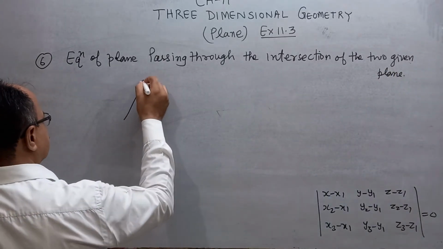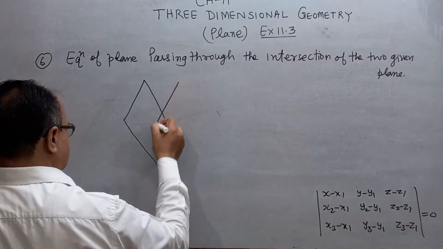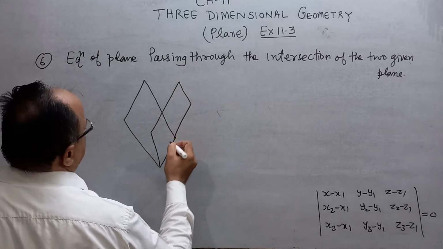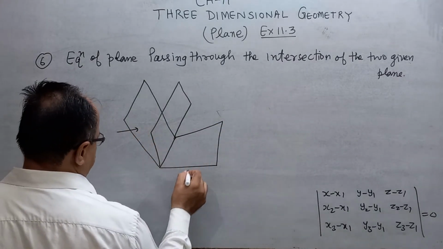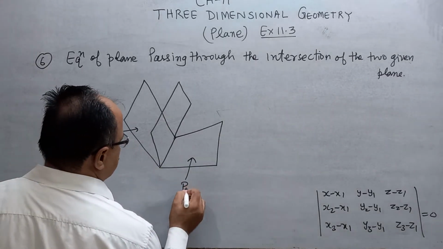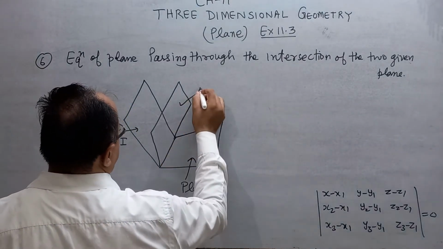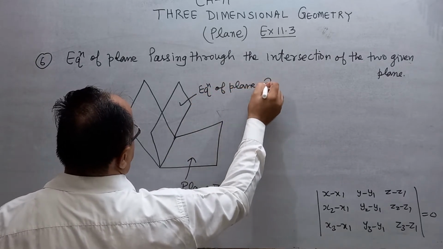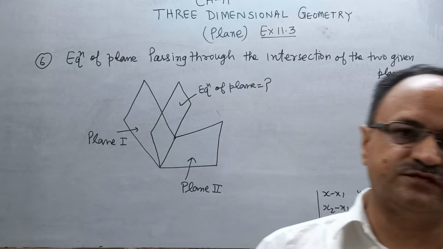For example, this is the plane and another plane. This is first plane, this is second plane, plane 1, plane 2, and you want to find the equation of this plane. Clear? The equation of plane passing through the intersection of two given planes.